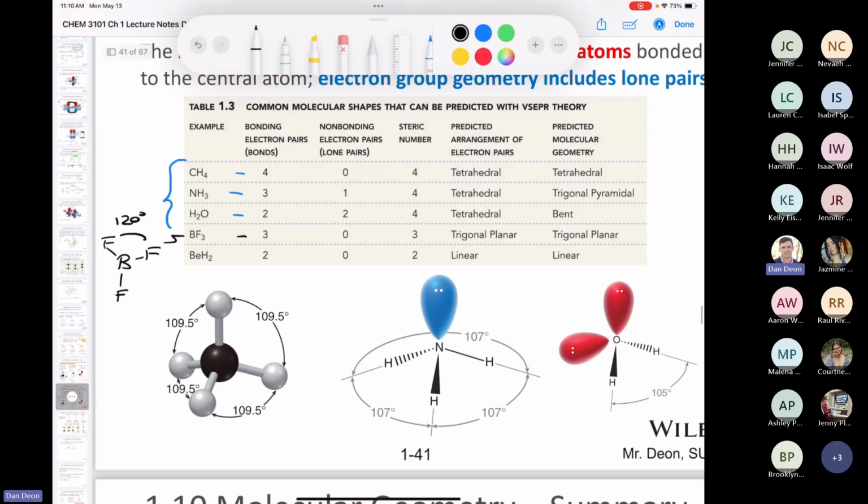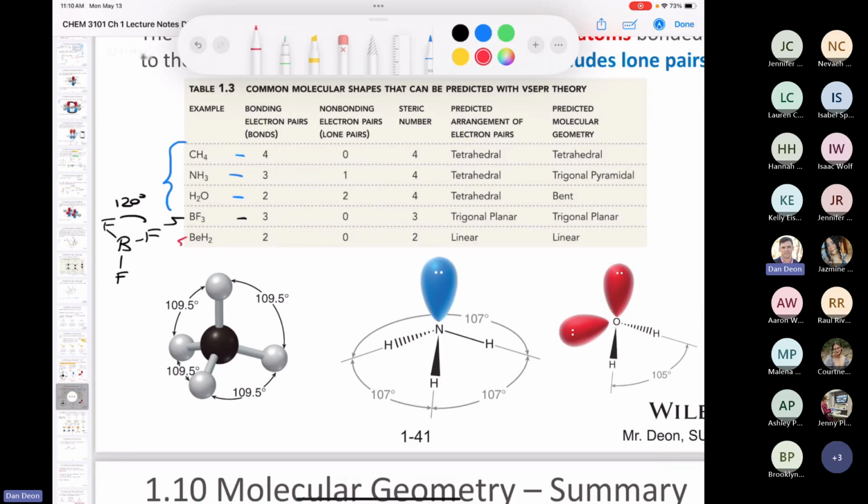And then if you have something like beryllium hydride, okay, so you have BeH2, like this, it's got 2 bonds, no lone pairs on the beryllium. So your bond angle is going to be 180 degrees, and your molecular geometry is going to be linear, because it's straight. Now keep in mind that when you have no lone pairs on the central atom, the molecular geometry and the electron geometry are identical. The only time they differ is when you have lone pairs on the central atom.